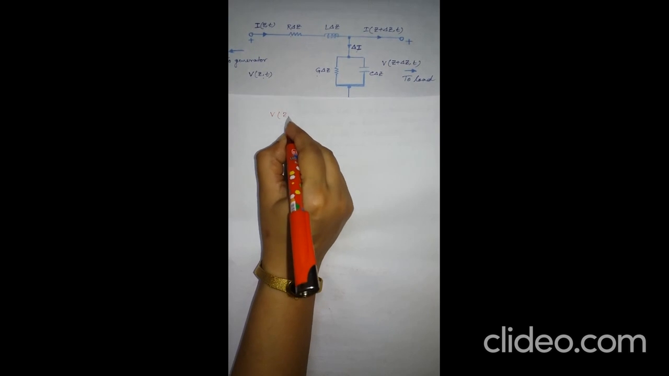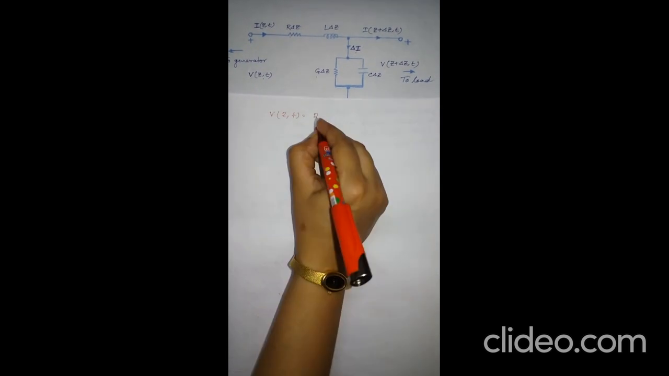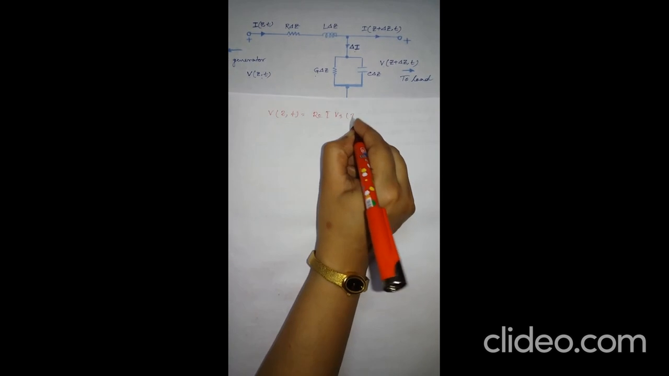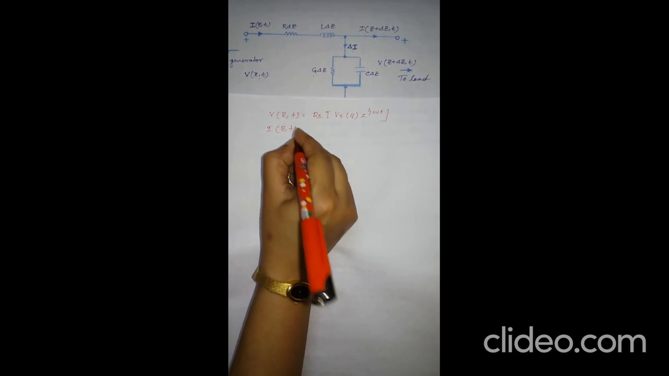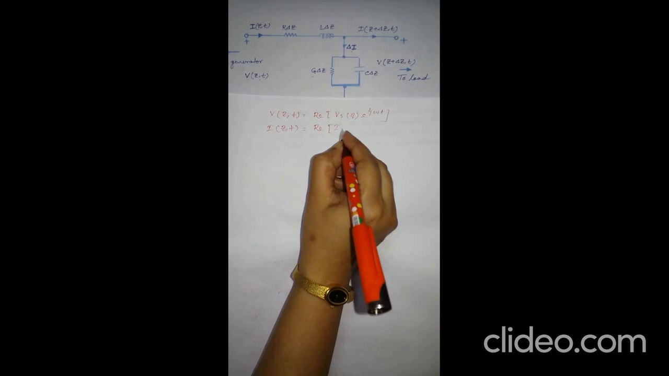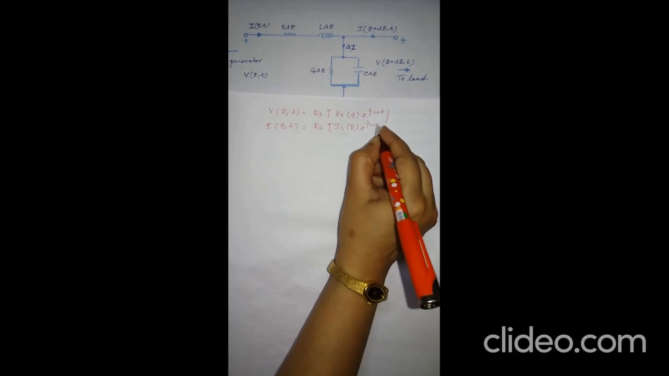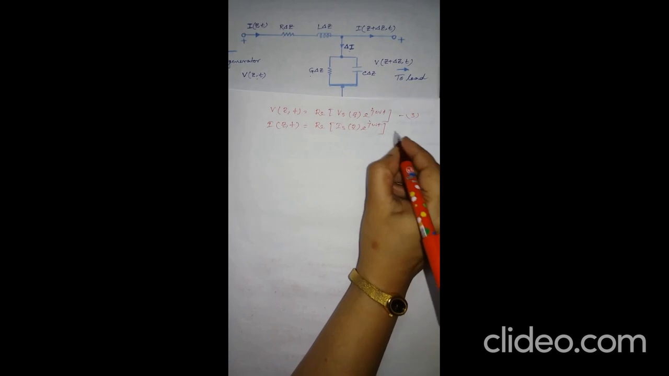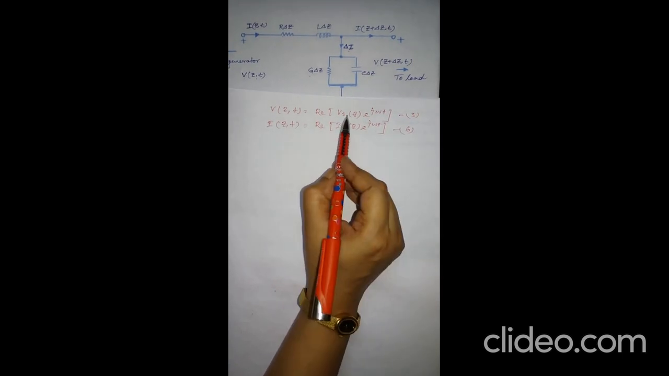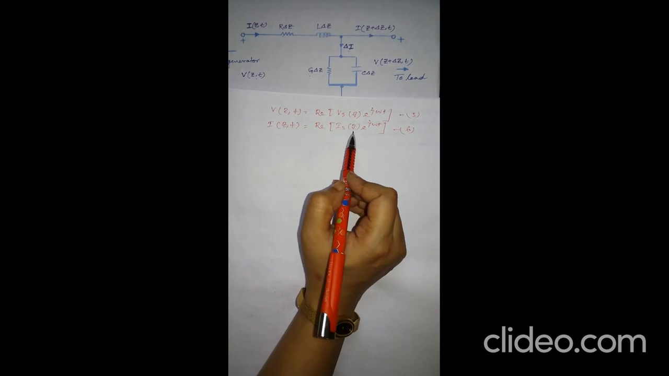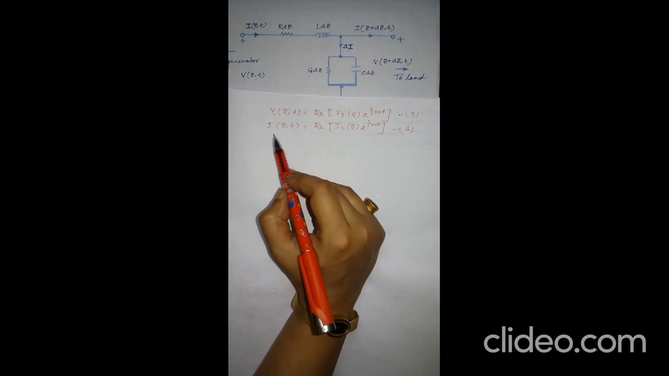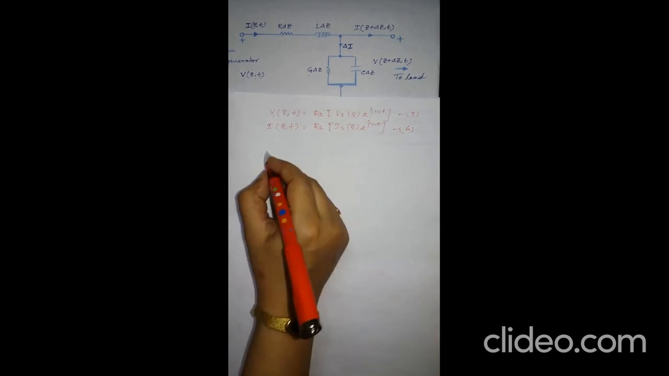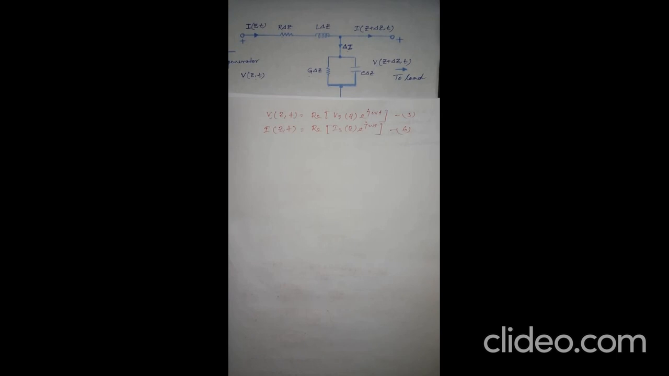That is, V(z,t) equals real part of Vs(z) e to the power j omega t, and I(z,t) equals real part of Is(z) e to the power j omega t. This is equation 5 and this is equation 6. Here Vs(z) and Is(z) are the phasor forms of the time harmonic time dependence functions V(z,t) and I(z,t).